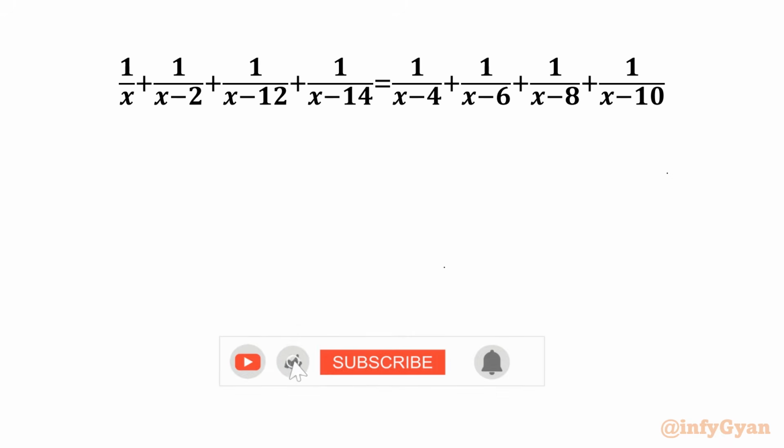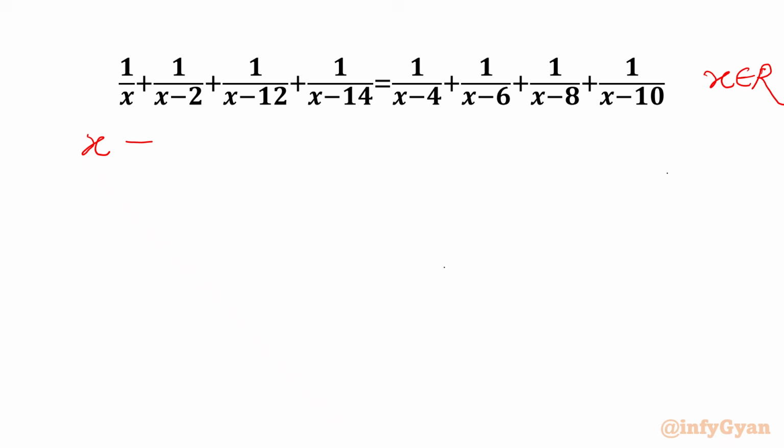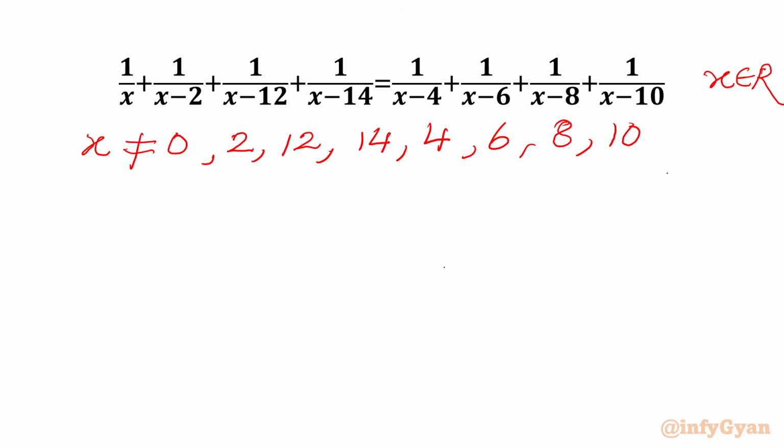Today we have one very interesting and challenging equation from algebra, which we will be solving for the real values of x. So let's get started by writing our denominators cannot be 0. So x cannot be 0, cannot be 2, cannot be 12, cannot be 14, cannot be 4, cannot be 6, 8 and cannot be 10.